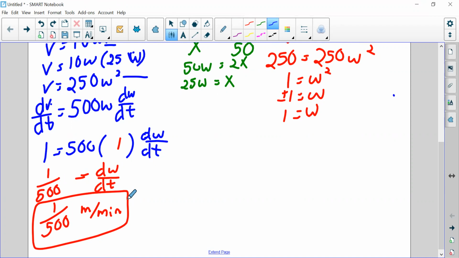How long will it take to fill the pool? Question B. How would I figure out how long it would take to fill the pool?